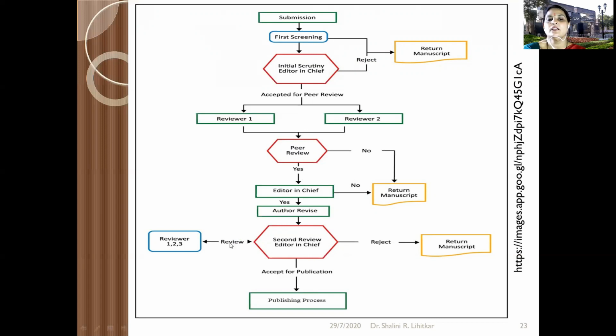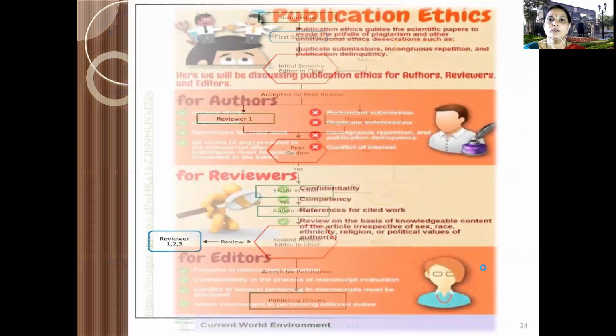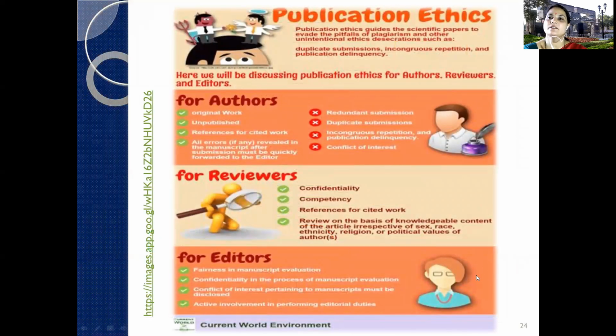They will also see what the comments of the reviewers were, and check whether the author has revised accordingly or not. So if it is accepted for publication, then it will be published. But if it is not accepted for publication, then it will be rejected outright. So like this, we have to follow all the publication ethics. Publication ethics provides guides for scientific papers to avoid the pitfall of plagiarism. So here we will discuss the publication ethics for authors, reviewers, and editors.